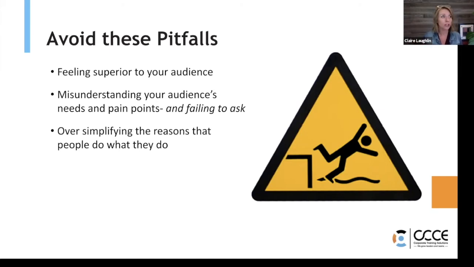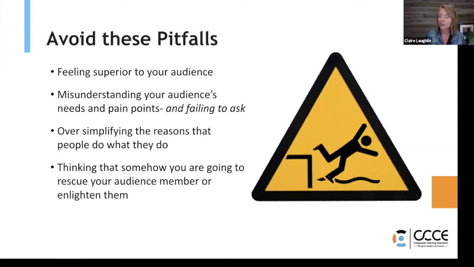Like, I would be using this new phone if I knew how, so maybe we just have to teach them how to do that. But a lot of times the reason that they're not learning how, or they're not doing it for themselves, is something else. It can be a confidence problem. It can be an access problem. It can be lots of other things. So you've got to go under the surface there. And then please beware, don't think that somehow you're going to rescue your audience or enlighten them.